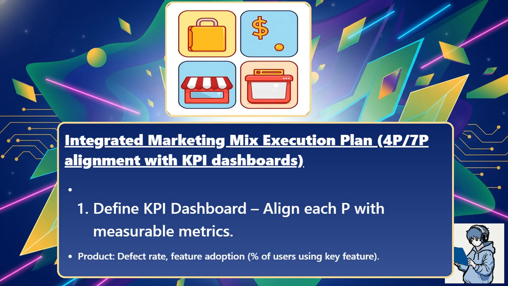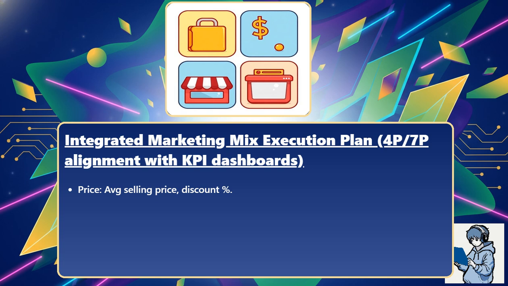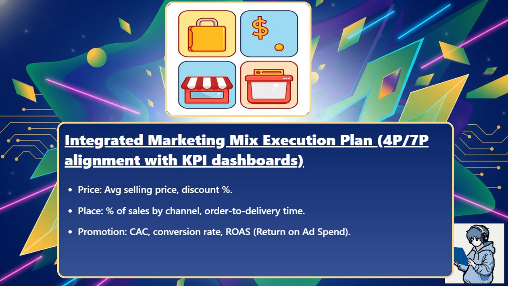Product: defect rate, feature adoption (percent of users using key feature). Price: average selling price, discount percent. Place: percent of sales by channel, order to delivery time. Promotion: CAC, conversion rate, ROAS (return on ad spend).